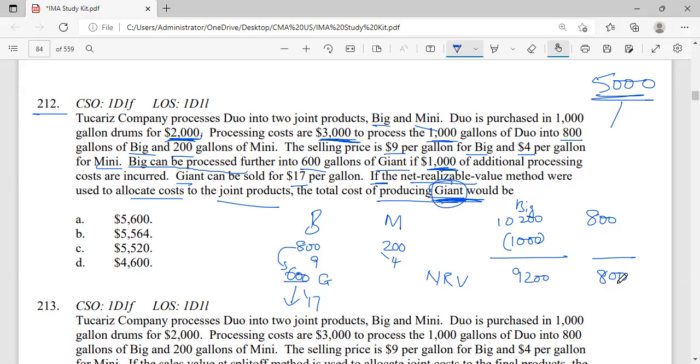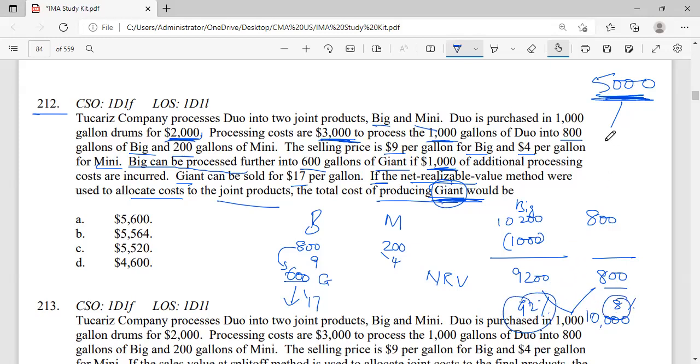So 9,200 and 800. Total of these two is 10,000. And 800 by 10,000 is 8%. 9,200 by 10,000 is 92%. So this giant cost is to be allocated on this basis, 92% and 8%.